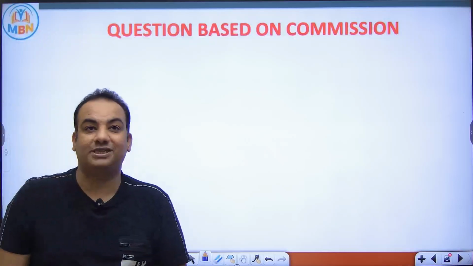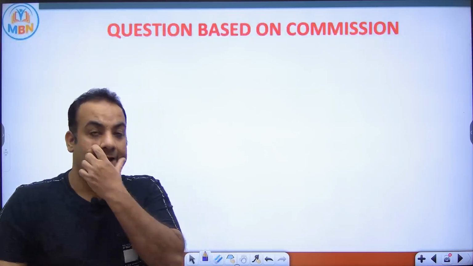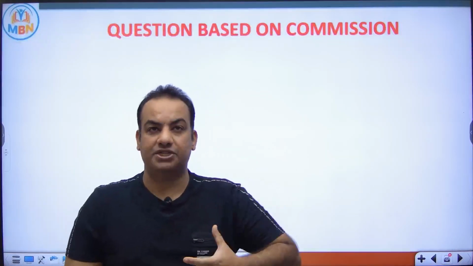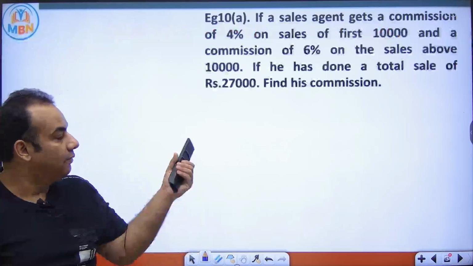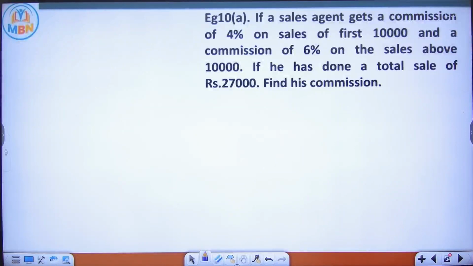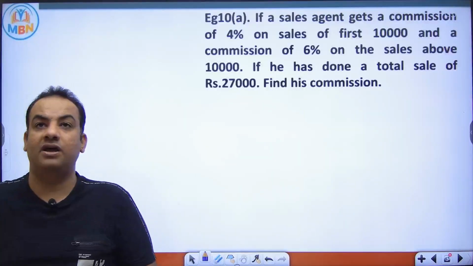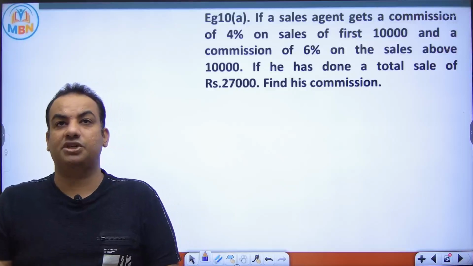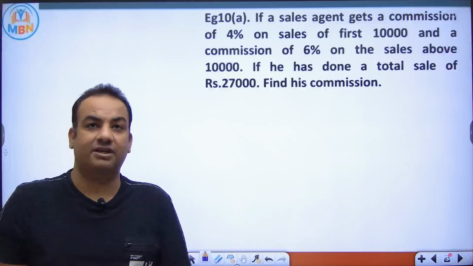Now, the next concept is questions based on commission. These commission questions are like that, where a salesman gets some commission when he sells something. Now, please all of you see this question. If a sales agent gets a commission of 4% on the sales of the first 10,000 and a commission of 6% on the sales above 10,000, and he has done a total sale of 27,000, find his commission.